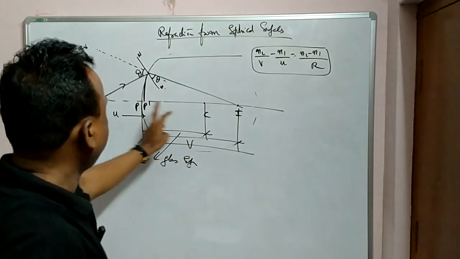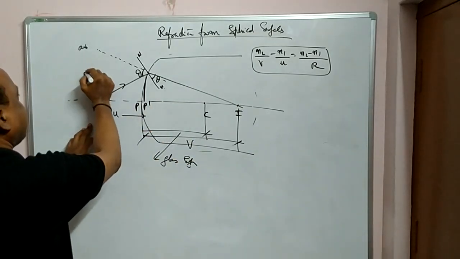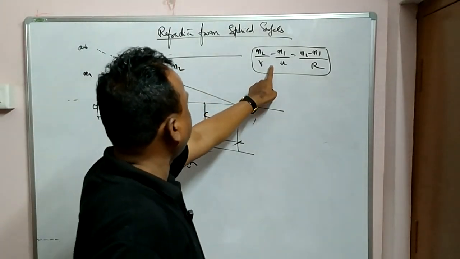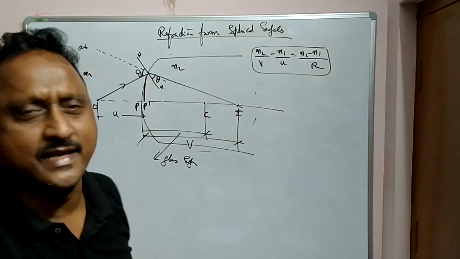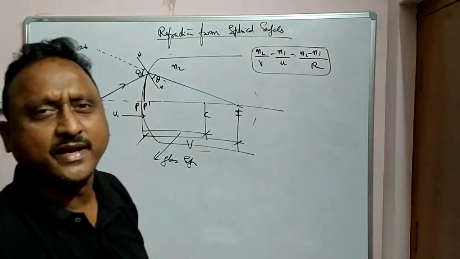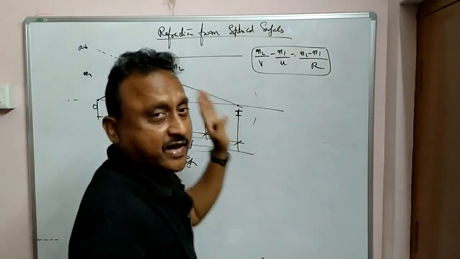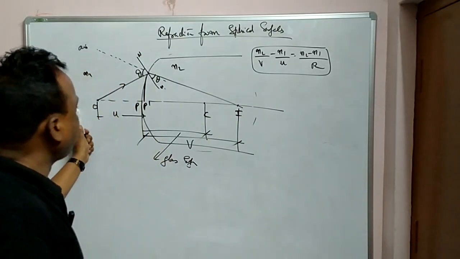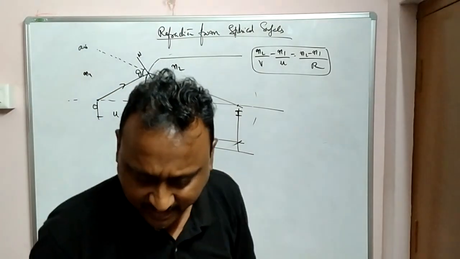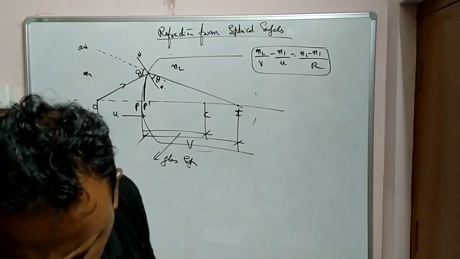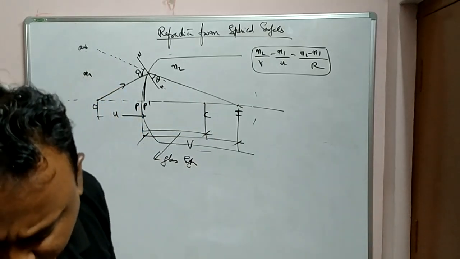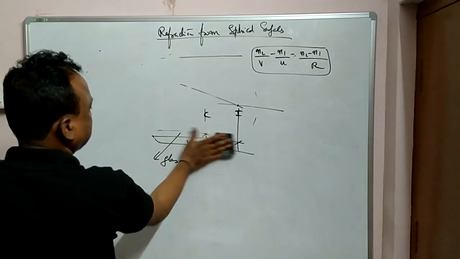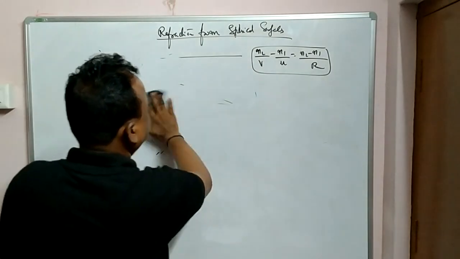If v is image distance, u is object distance, and for example this is n1 refractive index and the surface refractive index is n2, then this formula holds good: n2 by v minus n1 by u is equal to (n2 minus n1) by r. R is the radius of curvature of the spherical surface, and n1 and n2 are the refractive indices of the outside medium air, and n2 is the inside glass medium. Clear? Okay. So by using this formula also you can solve some numericals.